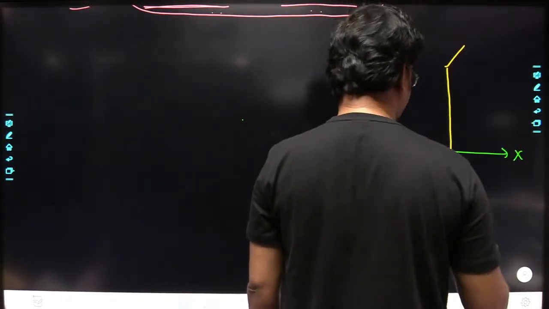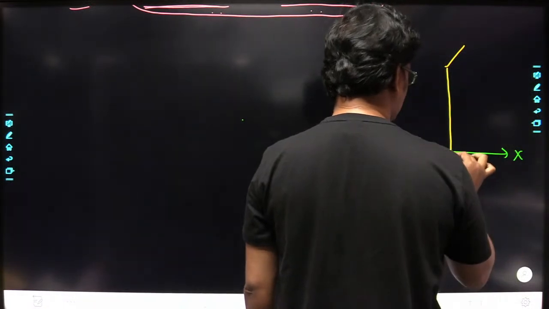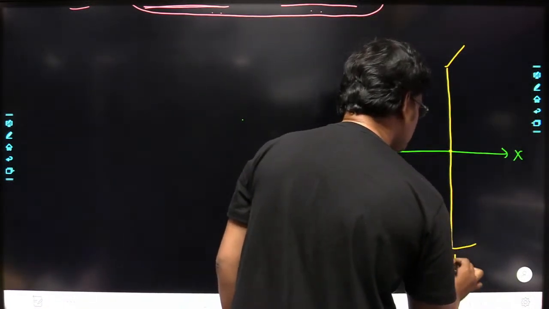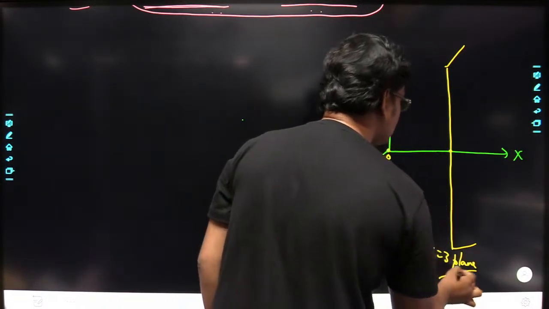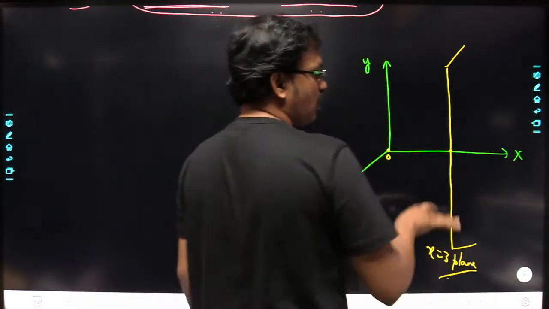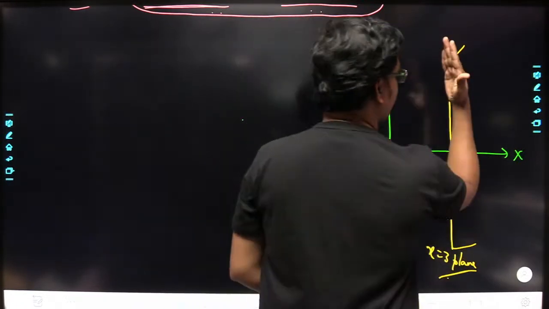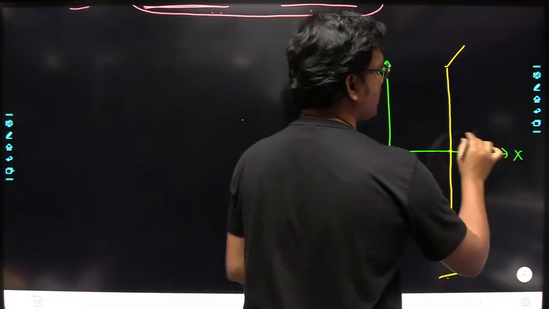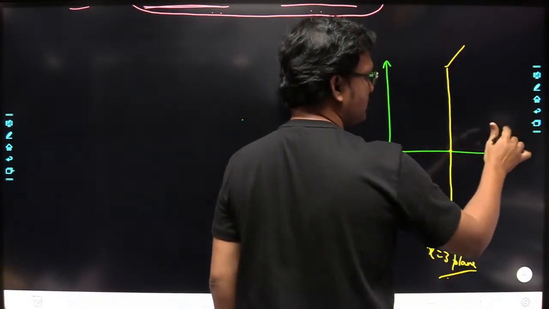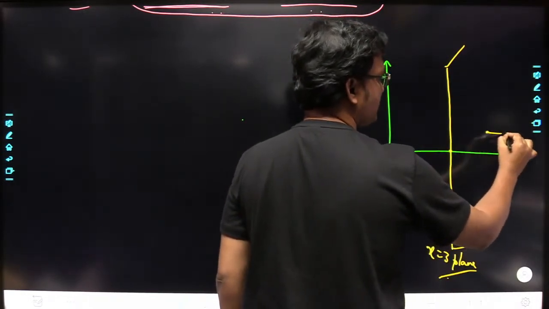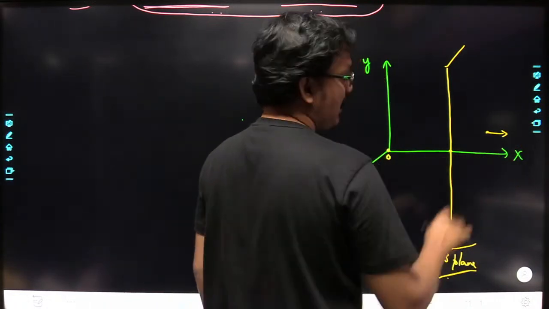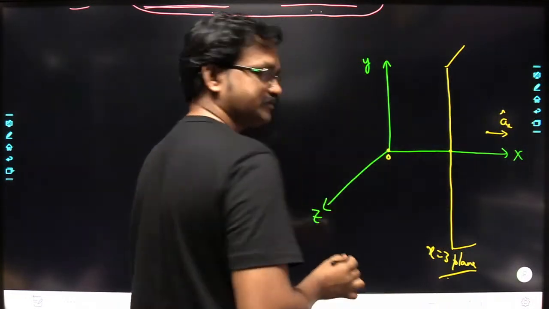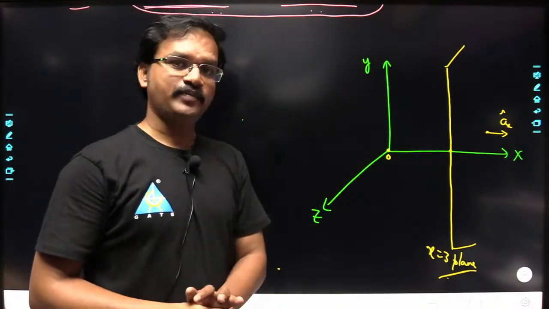So let us consider this is the x equal to 3 plane, right? Now what is the direction of this x equal to 3 plane here? It is parallel to the YZ plane. So if you draw the normal to this plane, which direction is it going to point? It is going to point in the x direction. That means its direction is going to be along the ax cap direction.